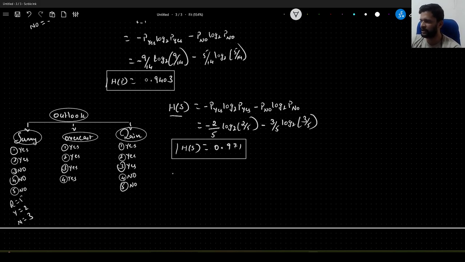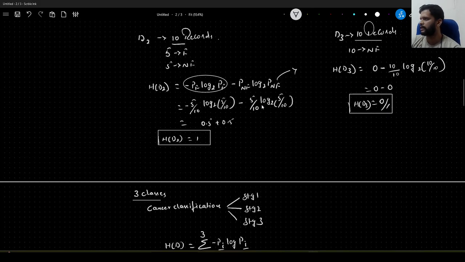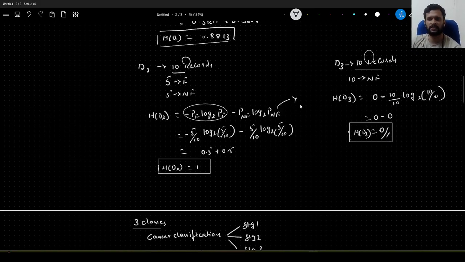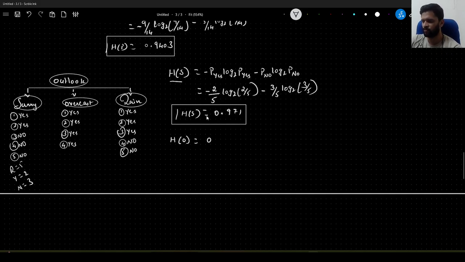So similarly, we need to calculate the entropy for overcast. So this will be, any guesses? We have all yes here. So entropy is 0, correct? So I had told you earlier, right? While I was explaining with some simple example, if we have a data set where all the records belong to the same class, that entropy will be 0, correct? So here I can directly write it as 0.